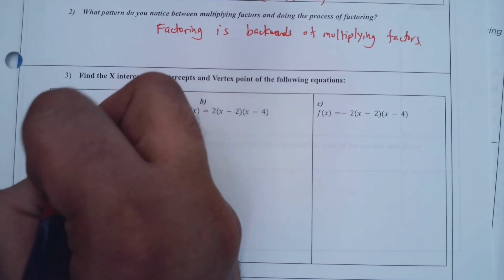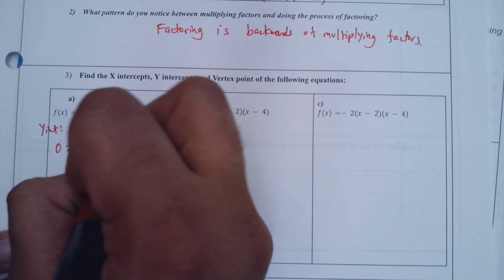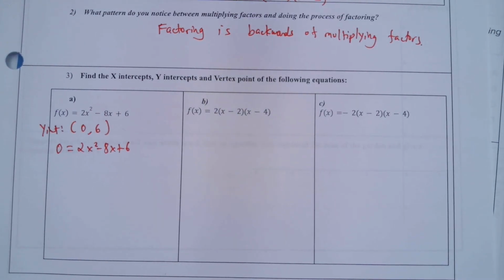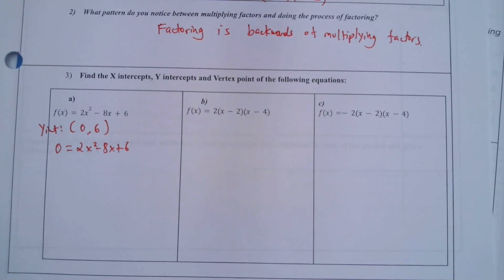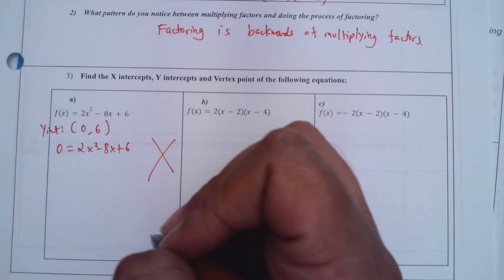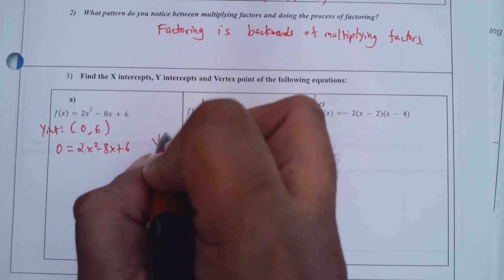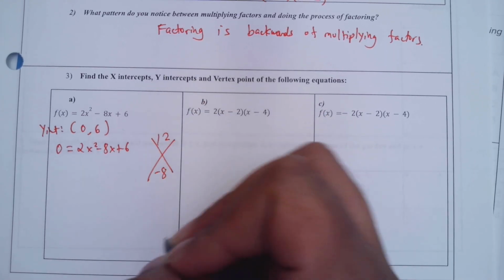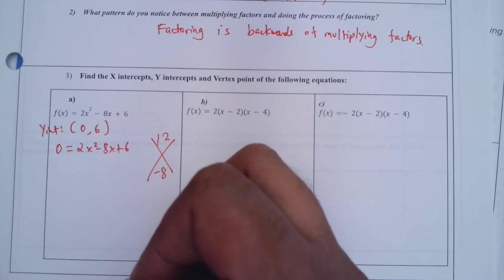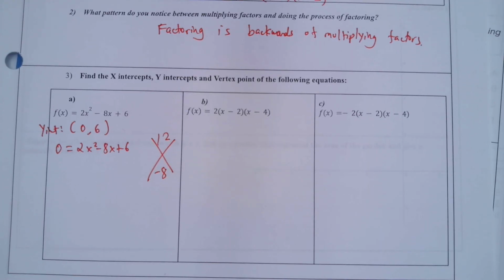Y-intercept is 6. To find the x-intercepts, you will have to set it equal to 0. Set the f function equal to 0, right? And then you will have to factor. Okay? So to factor, you do a times c, 2 times 6, which is 12, b is negative 8. What are factors of 12 that get you negative 8? There are, 6 and 2, right?